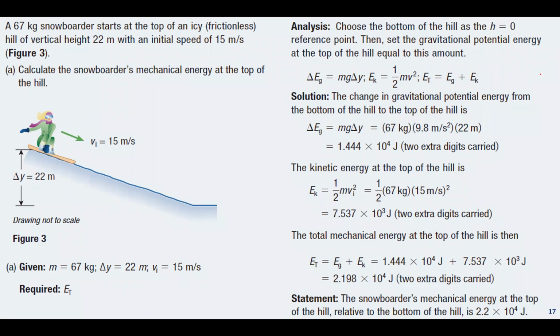And let's put all the values in. Delta Eg is 1.444 times 10 raised to the power of 4 joules. And kinetic energy is 1/2 of 67 times 15 squared, which is about 7.537 times 10 raised to the power of 3 joules. So the total mechanical energy at the top of the hill is then approximately 2.198 times 10 raised to the power of 4 joules.